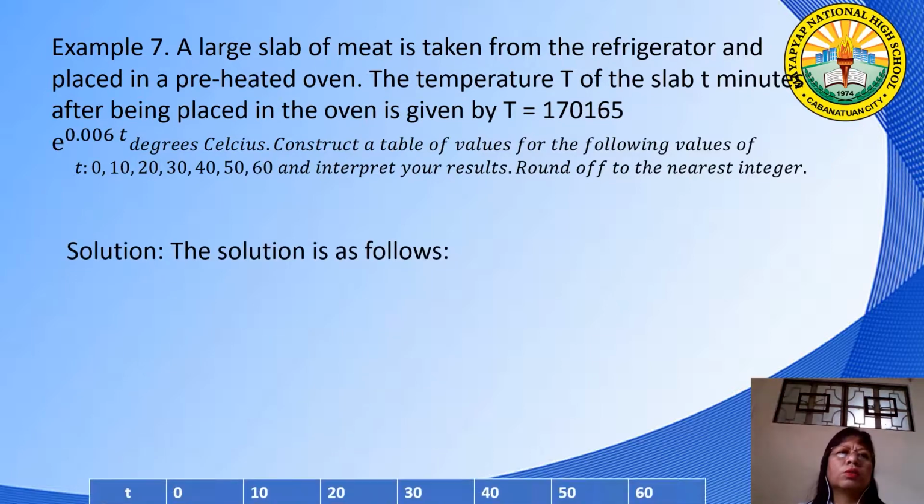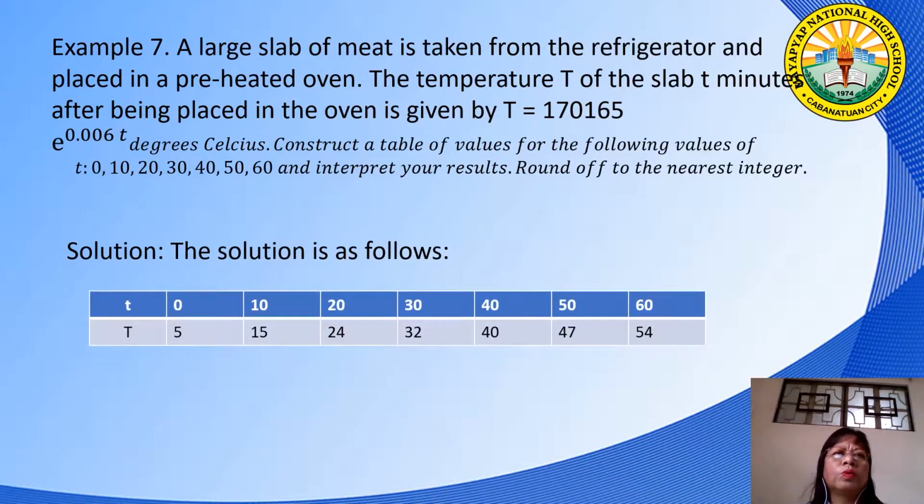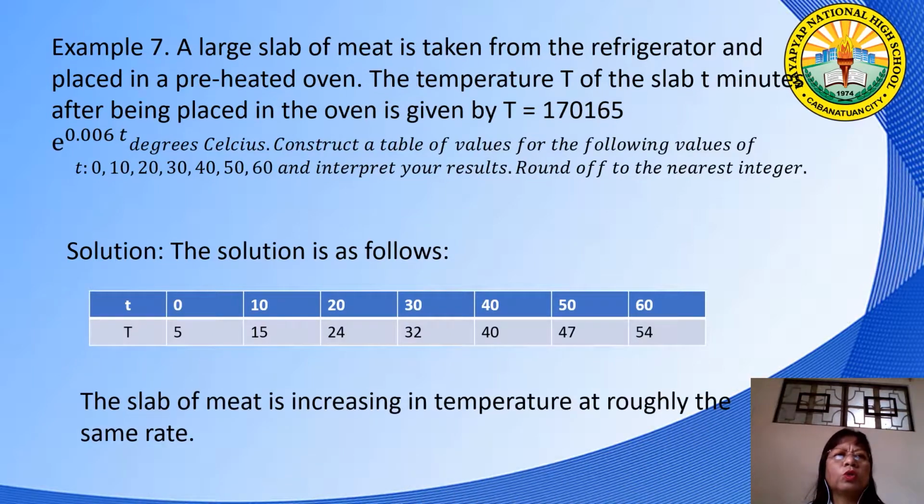So the solution is as follows. You observe the table. The slab of meat is increasing in temperature at roughly the same rate.